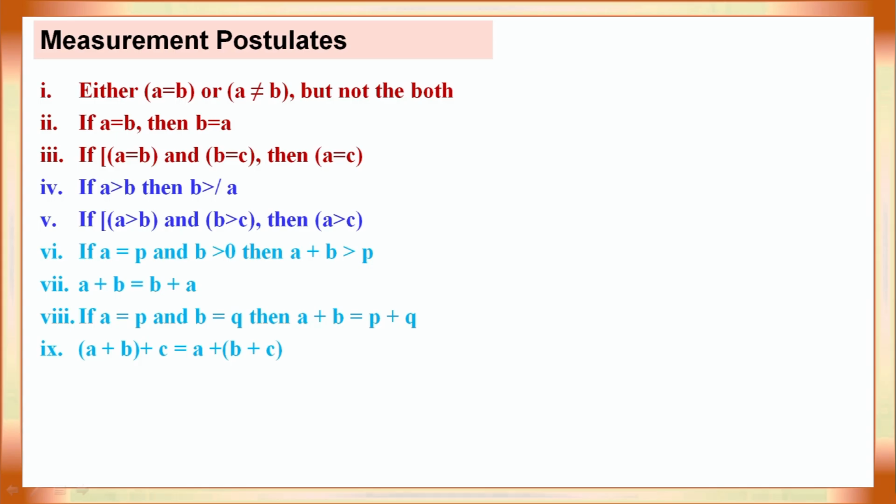Now, if you look into the first three postulates, these postulates are known as the postulates of identity. What is the first postulate talking about? Either A equals B or A does not equal B, but both are not possible. So, this is basically about the distinct identity of each of the numbers. Each number is different from each other.